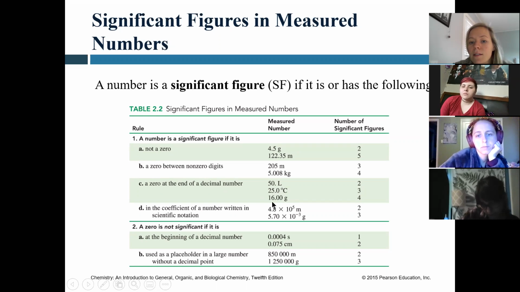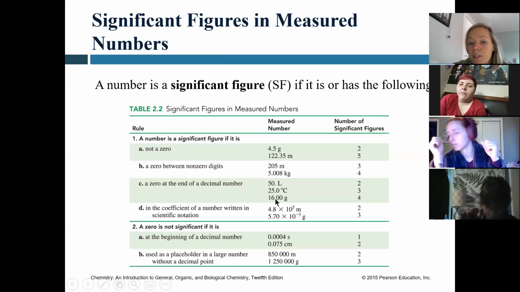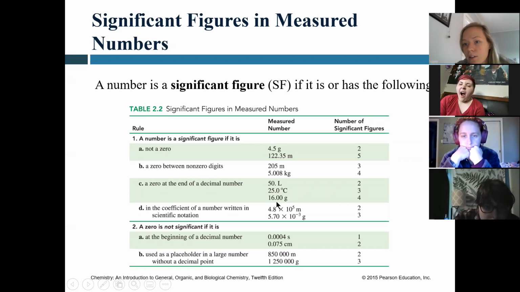Same thing with this here. It isn't just 16 grams to the ones place. It's 16 grams and it's actually been measured out to the 100th place. So these 2 zeros after the decimal are significant. Otherwise, they would just not write those and they'd just write 16.